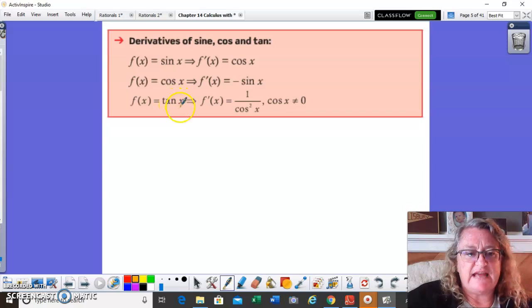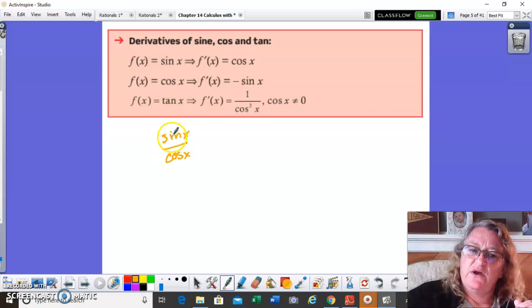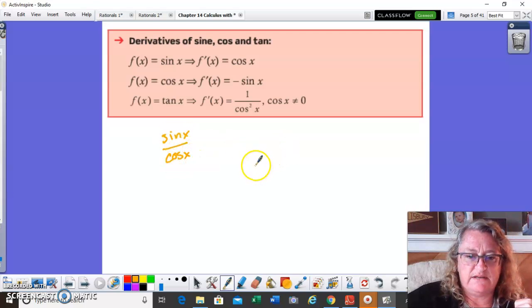And the derivative of tangent, and this turns out this way because tangent is sine divided by cosine, the derivative of that is 1 over cosine squared. Because if we did sine x over cosine x and we were looking for the derivative, we would have to do the quotient rule to get it. So that's why that works out that way.